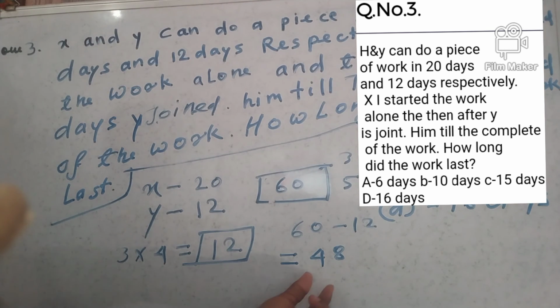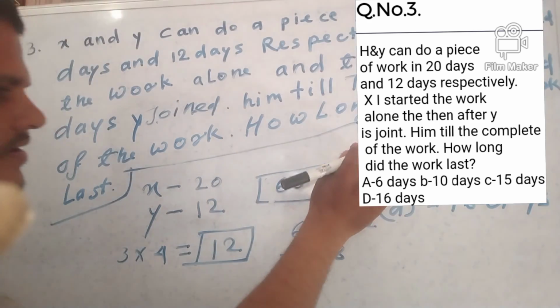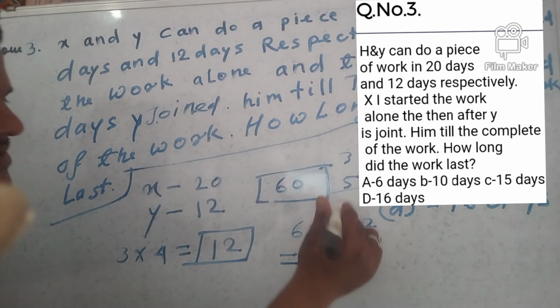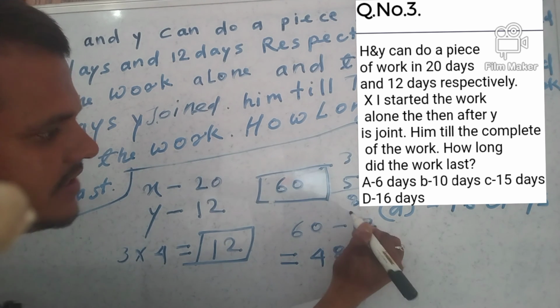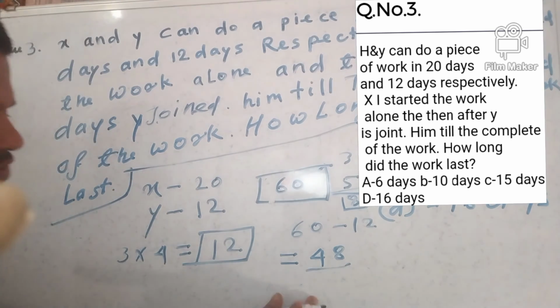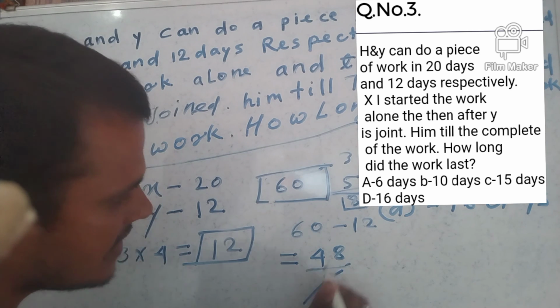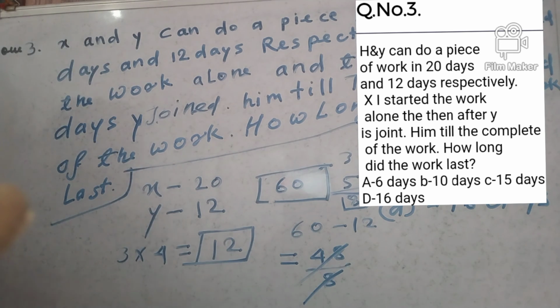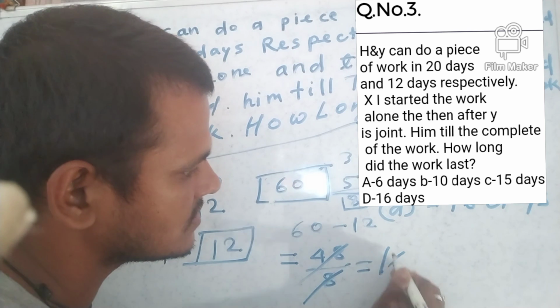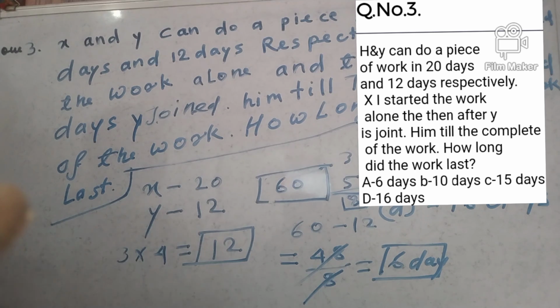Now both have 48 work remaining and this work X plus Y does. X's efficiency is 3 and Y's efficiency is 5. So together they do 8 work in a single day, and the remaining work is 48, which they complete in 48 by 8, that is 6 days. So our answer is 6 days, option A.